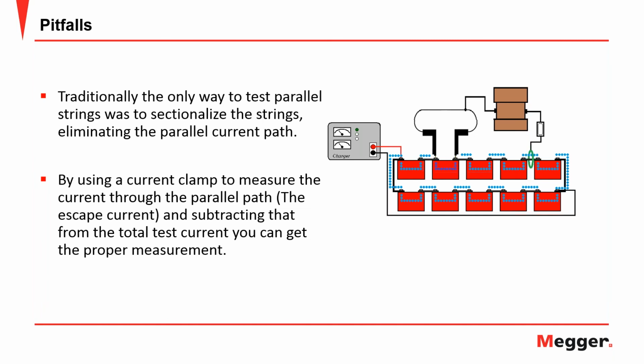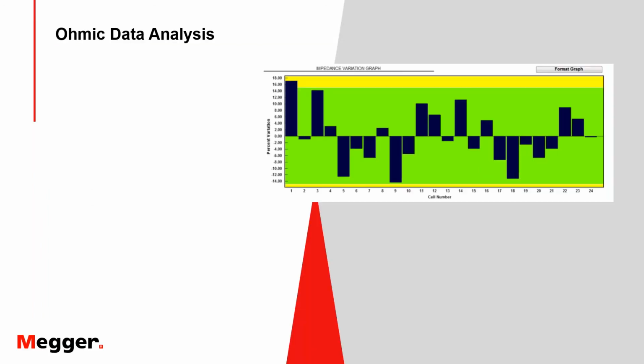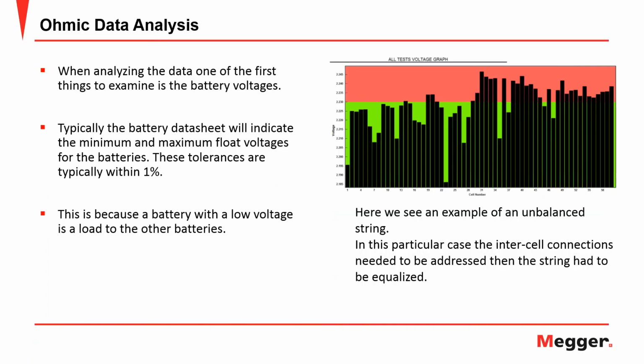Now, what do we do with all the data once we get it? The ohmic data? Okay. The first thing we want to look at is the voltage levels of those batteries. Those should be within about 1%, and the data sheets will really call that out. They should be relatively tight.